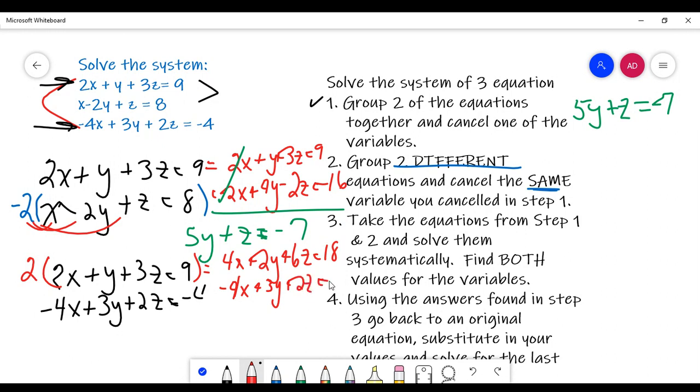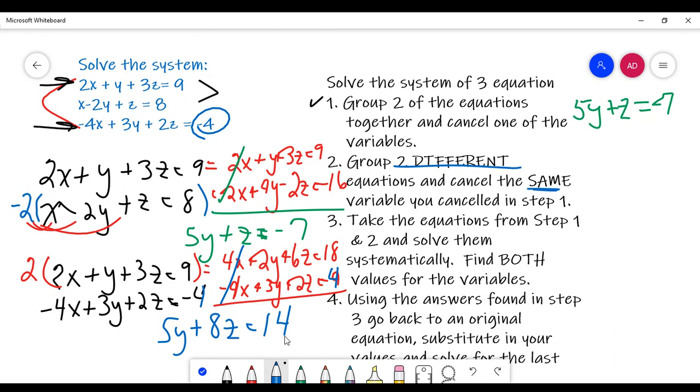So 2z equals -4. Now, combine these together. Check it out. I'm left with 5y plus 8z equals 18 minus 4, which gives me 14. That is a 4. I know it doesn't look like a 4, but I swear it's a 4. Okay, so now I'm going to use this as my second equation. So that's 5y plus 8z equals 14.